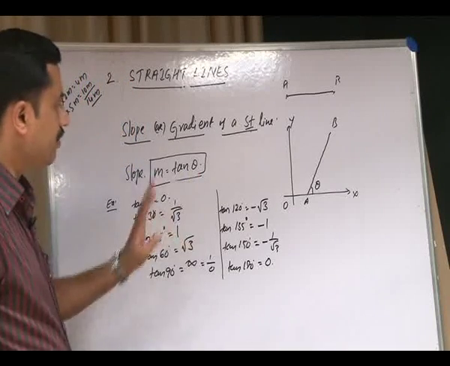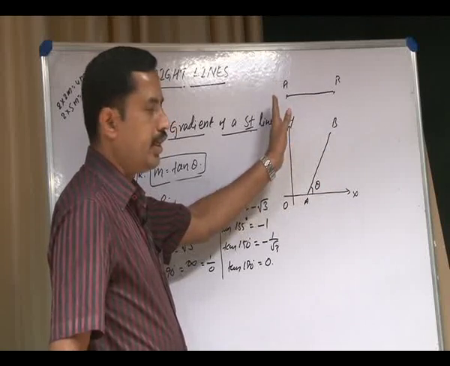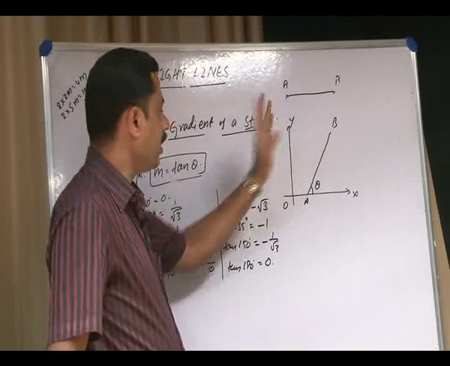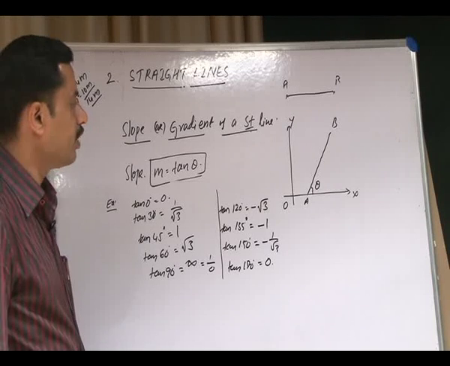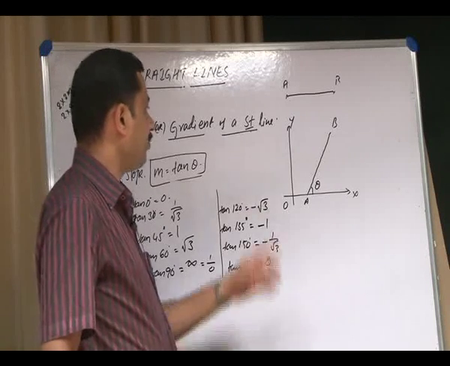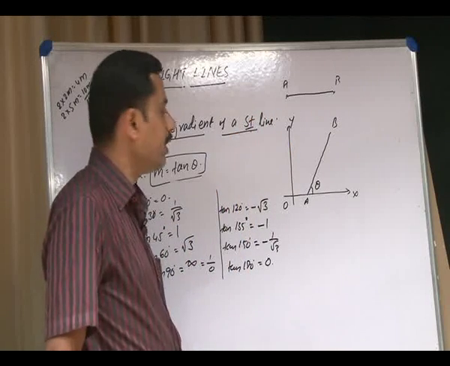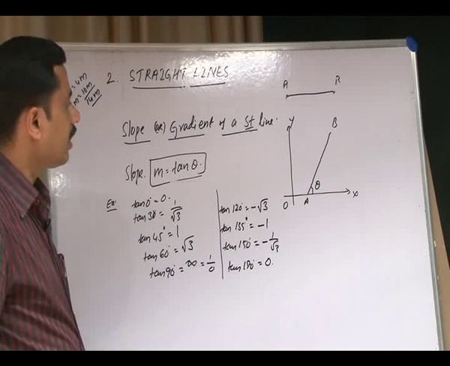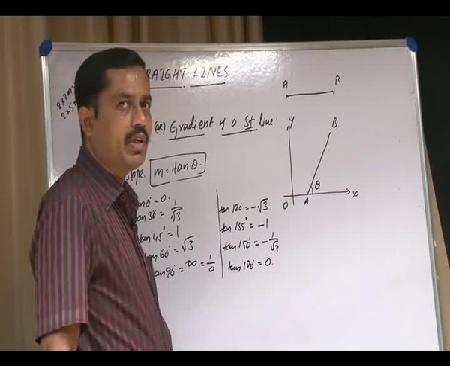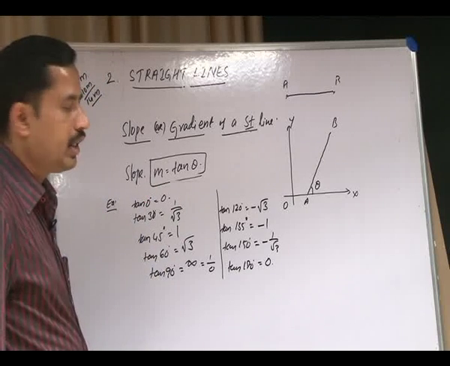According to these values, if theta is between 0 and 90, then the slope of the line is positive. If theta is between 90 and 180, that is in the second quadrant, then the slope of the straight line is negative, since in the second quadrant the tan value is negative according to the ASTC rule. So, that is about the slope or gradient of the straight line.